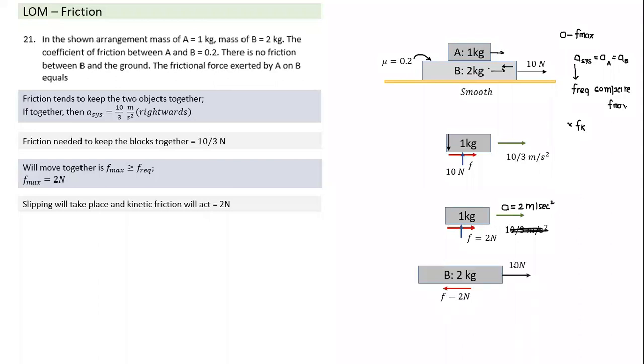And then when you come to the lower block, what are the forces acting? Newton is acting here. Friction force is 2 Newton acting in the backward direction. Net force is equal to 8 Newton in x direction on a mass of 2. So this will have acceleration of 4 meters per second square. So both will have unequal acceleration and we can calculate.